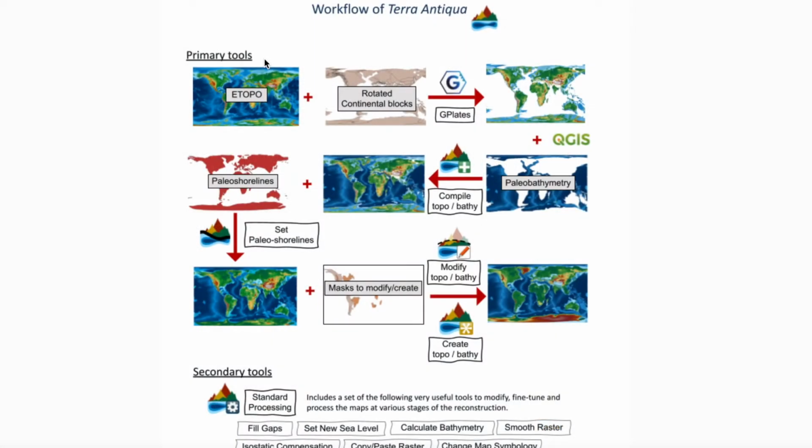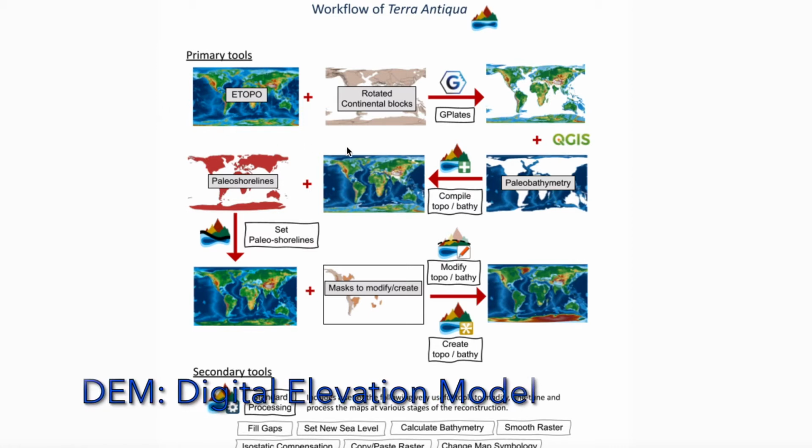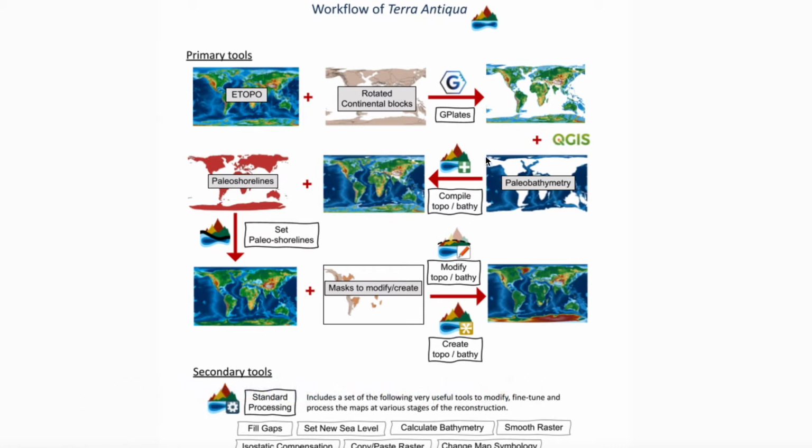Compile Topo Bathymetry is a primary tool. This means it's part of the main reconstruction workflow. It's actually the first step. It is meant to prepare the DEM that you will be using for the reconstruction by compiling the different rasters you may have into a single file.